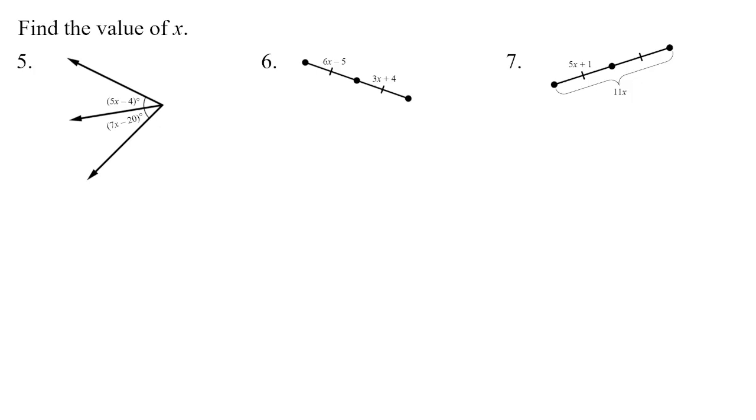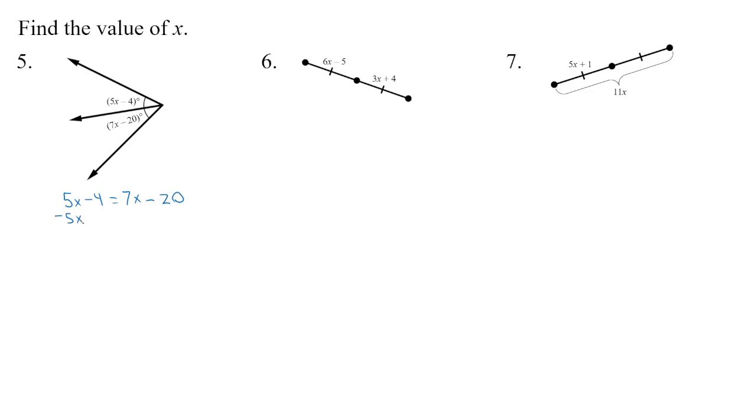So let's say you are to find the value of x. Well, we have the two angles, 5x minus 4 and 7x minus 20. But if you notice by the indicators, those two angles are congruent, meaning their measures are equal. Therefore, 5x minus 4 equals 7x minus 20. So now that the equation is all set, we can solve the equation.